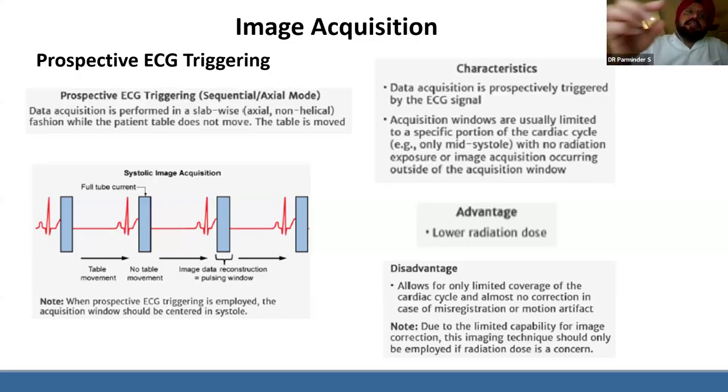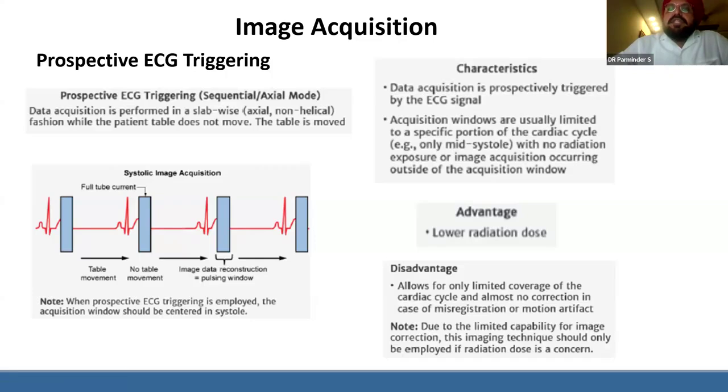For example, in this particular example, in the systole, we provide a full tube current, and in the rest of the phase, we don't acquire the images, so there is no current in the tube at all. So image acquisition is done only during systole. The advantage of this approach is that the radiation dose is lower.